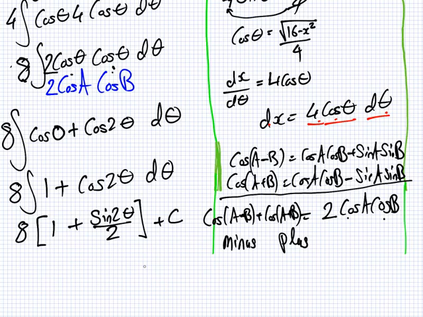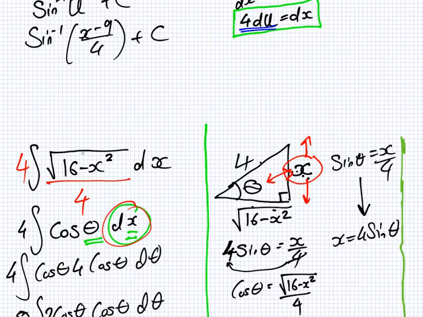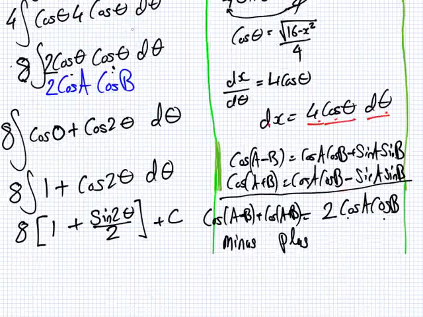Now simplify. No, it's quite simple actually. Sine 2 theta, what's wrong with that? The problem is it's in theta, and the question was in x. That's right, if we go back to the question, I asked you to integrate root 16 minus x squared, and your answer should be in x. Is my answer in x? No, it's in theta, so let's fix that.